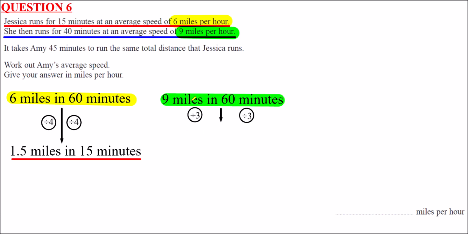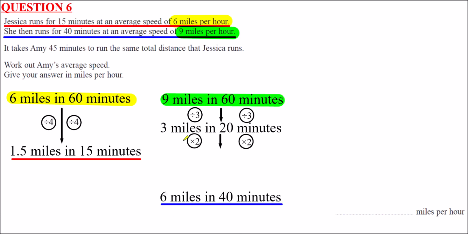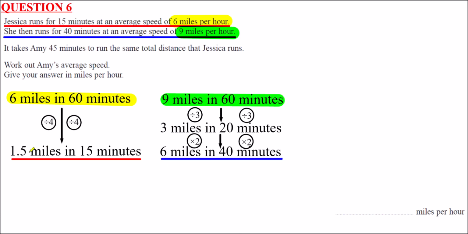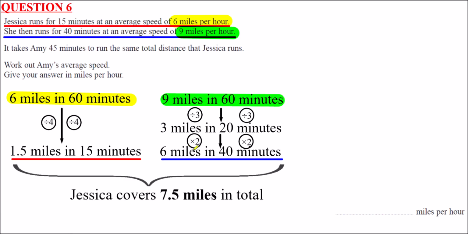That tells us that in 20 minutes, she would have done 3 miles, and then 40 minutes is 2 lots of 20 minutes. So if we double the time, we'd double the distance. So therefore, in 40 minutes, she'd be able to do 6 miles. So 1.5 miles for the first section, and she speeds up and does another 6 miles. In total, therefore, she's covered a distance of 7.5 miles.